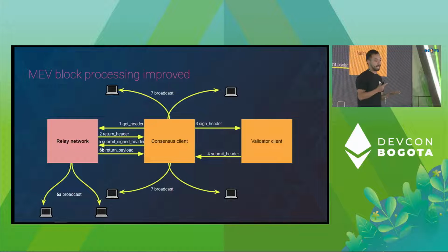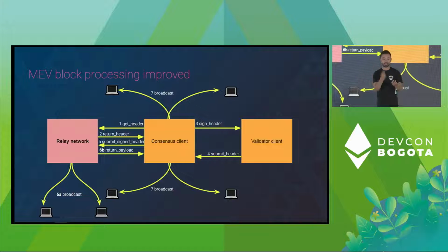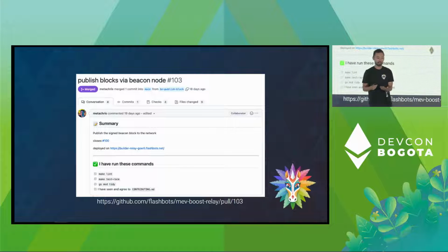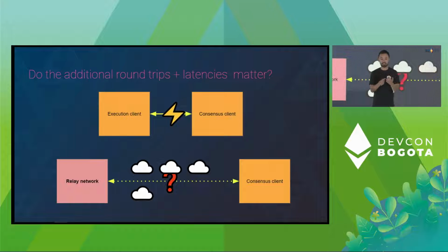Besides that, it's also on a different network. It's not local anymore. Ideally, you want the relay network to broadcast the block as fast as possible instead of giving it back to you and then you broadcast it. Hopefully most of the relayers have been publishing blocks by themselves instead of just passing them back. For that, you do save some latency, which is nice. So let's ask ourselves, do the additional round trip and latency matter? Because like I said before, when you have your EL and your CL, they are both in the local setup.